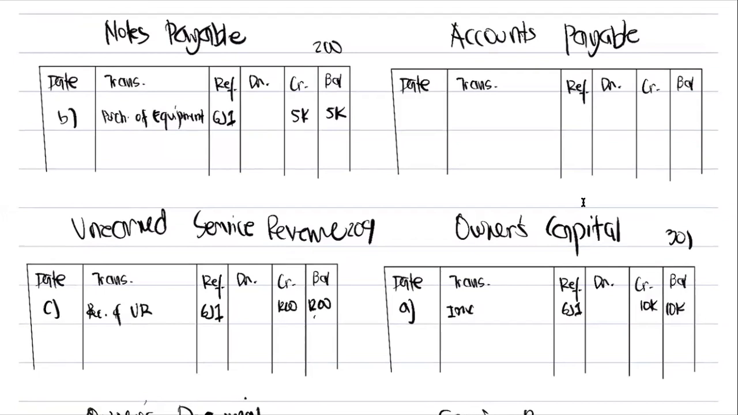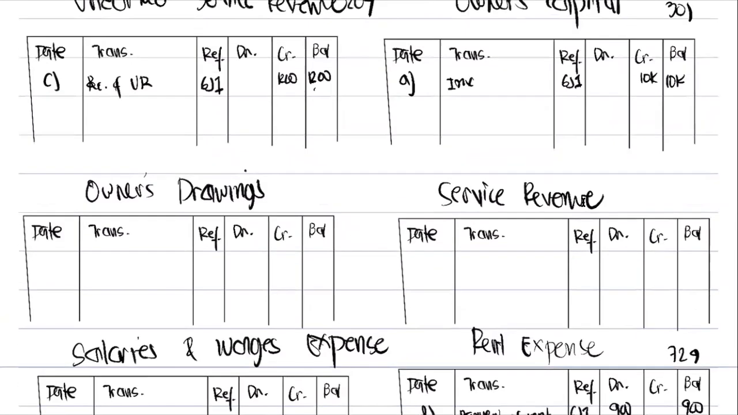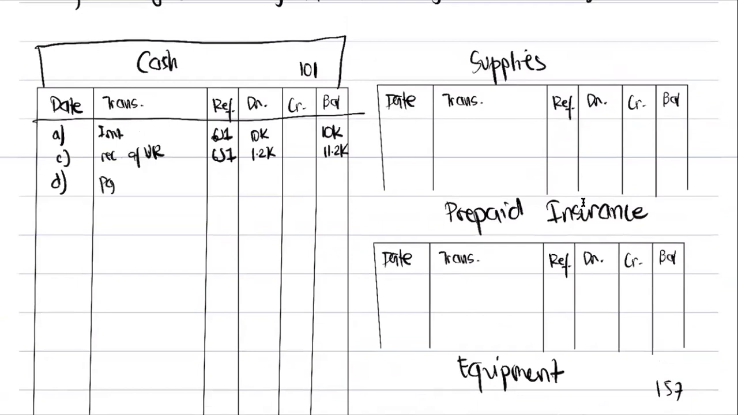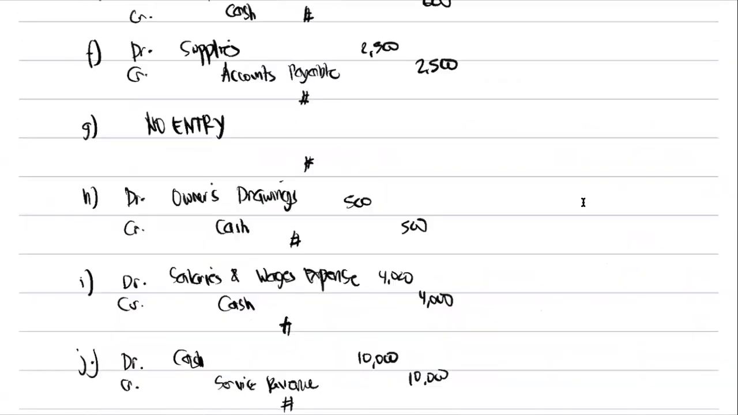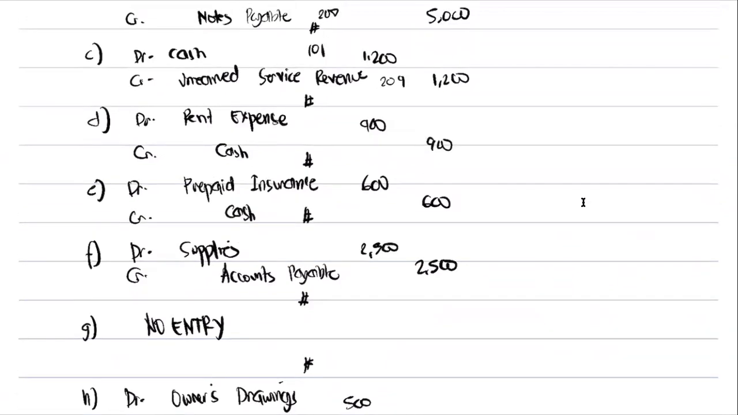Letter D, pays office rent for cash. So we have here your rent expense and cash. So we go to your rent expense. That is 729. That is for letter D. The amount is payment of rent. The amount is 900. GJ1. So the balance here is 900. Further, there will be a decrease of cash for the payment of rent. So we have here 900 GJ1. So this will give us 10,300. So again, letter D is posted on rent expense, that is 729, and cash on 101.